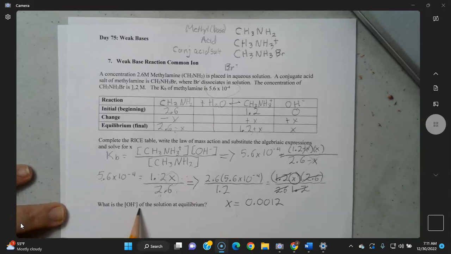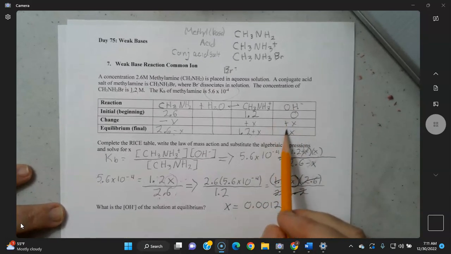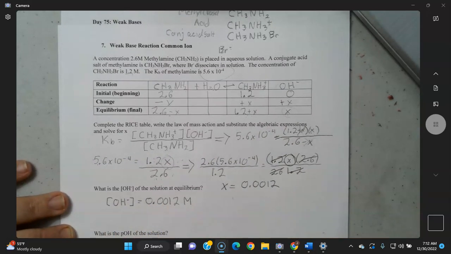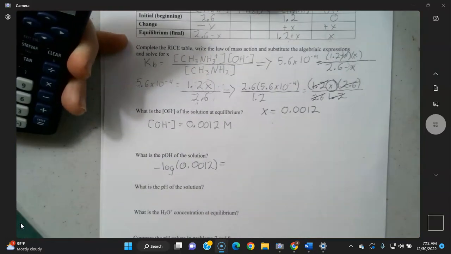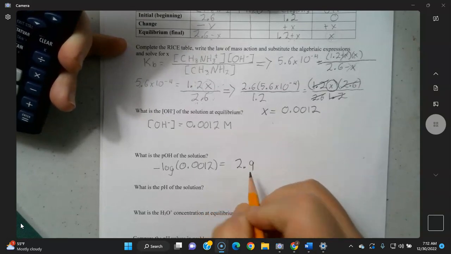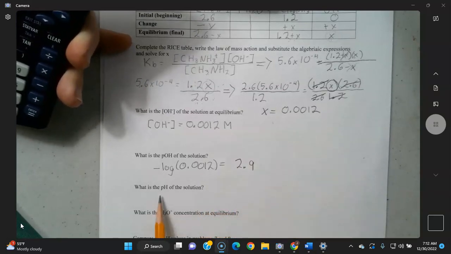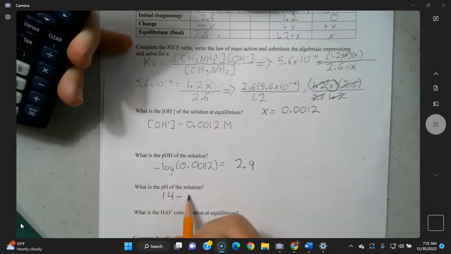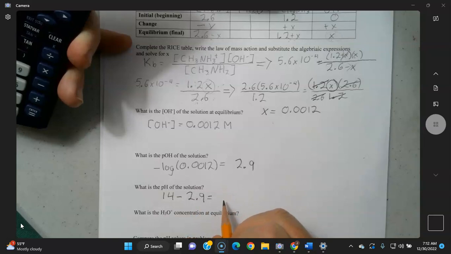What is the OH concentration? So OH is right here, and the OH concentration is x. pOH is the negative log, and we get 2.9 for the pOH. What is the pH? I think you know the formula by now. We're just going to take 14 minus the pOH. That's going to give us 11.1.